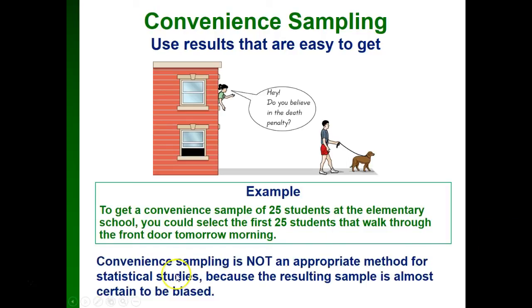But the problem with this is that it's not an appropriate method for statistical studies. And that's because the resulting sample is almost certain to be biased. For example, with the elementary school, if we pick the first 25 students that walk through the door, they're likely to have something in common. For example, they're likely to be the ones that always get there the earliest, so they may be a different type of students than the ones who walk in late. So in some way, that sample is going to be biased.